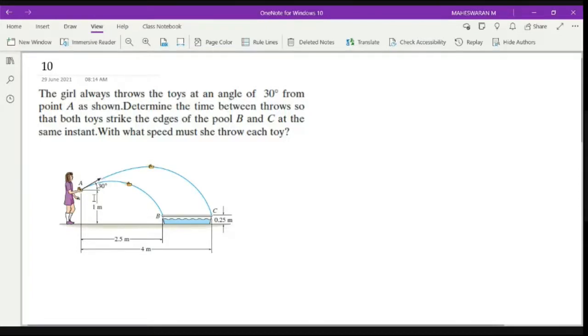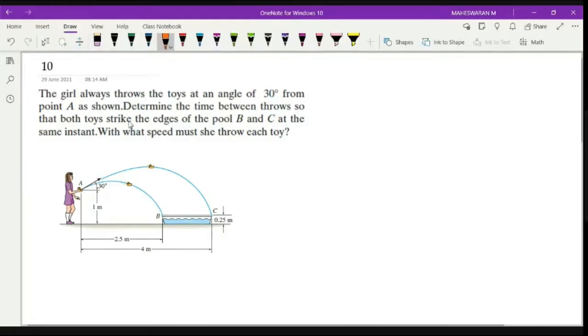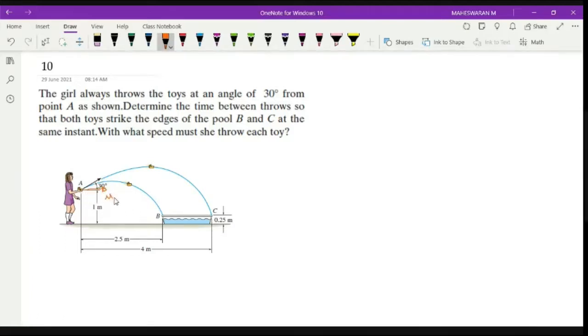Actually, it's a simple problem. You divide it into two categories: AB is one curvilinear path and AC is another curvilinear path, and we are going to solve with respect to that. First, I have to resolve the initial velocity into ux and uy. These are the two data we'll be having.